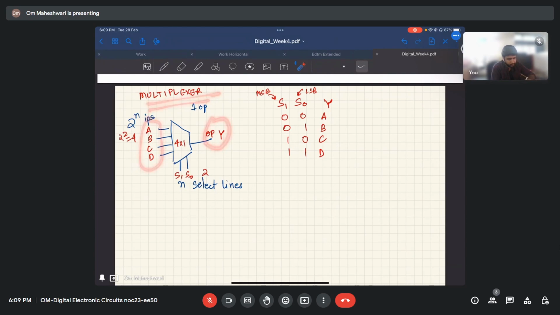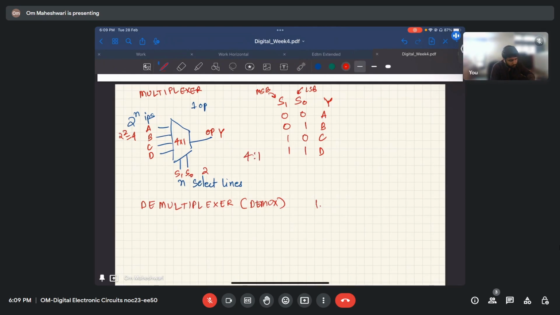That is a multiplexer. Similarly, a demultiplexer, or in short called demux. So what will it do? Here we had 4 is to 1, right? We will have here 1 is to 4, or 1 is to 2 to the power n. Again, how will it look like? It will look something like this. Input, 4 outputs, select lines.